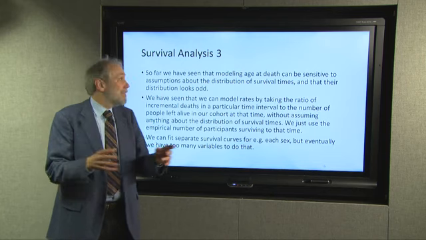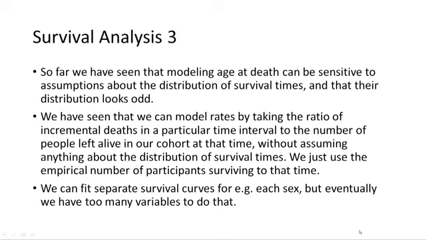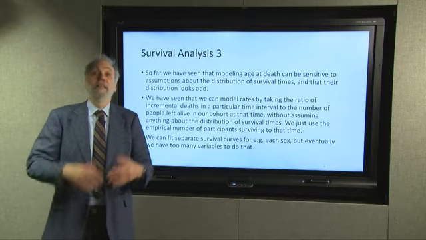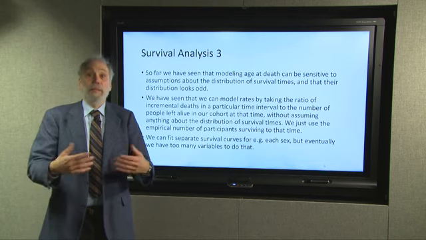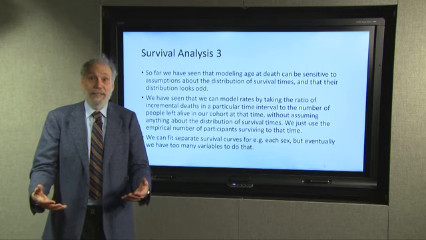And we've also seen that if we take the ratio of how many people die in a time interval to how many were still available to die in that time interval, that's a rate. And we don't have to make any assumption about what the distribution of the age at deaths are in order to do that. So that's an attractive alternative, and that's why people have started to fit hazard models.